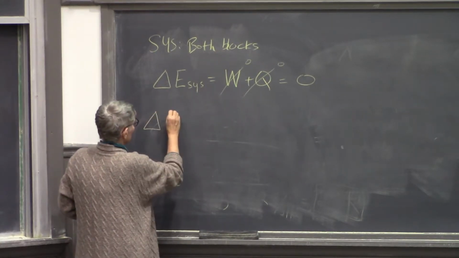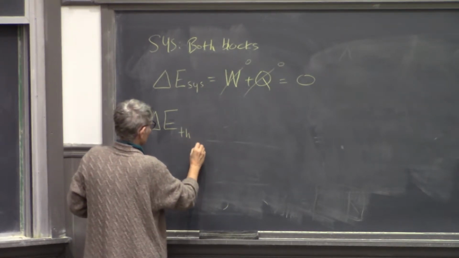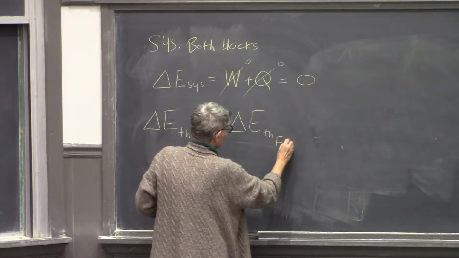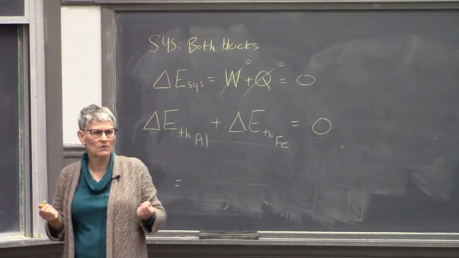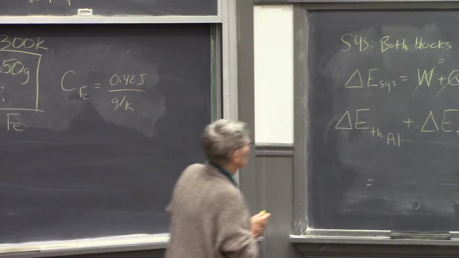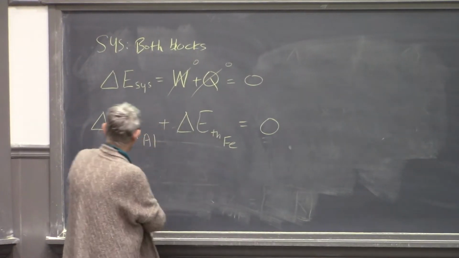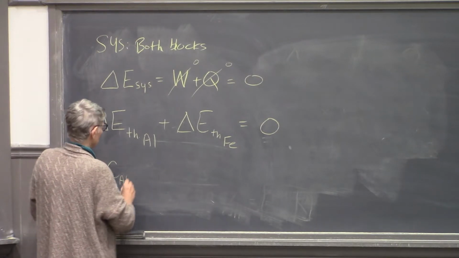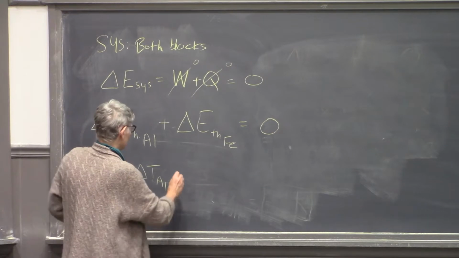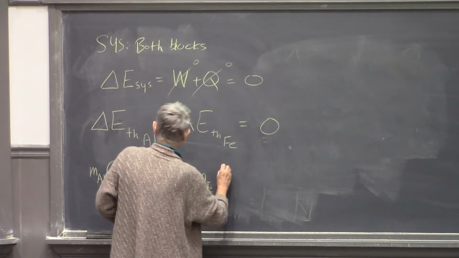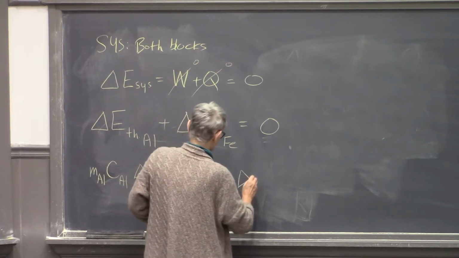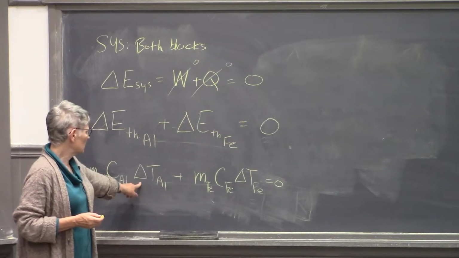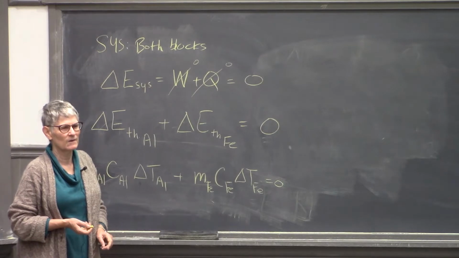Well, so that means that the change of thermal energy for the aluminum plus the change of thermal energy for the iron have to add up to zero, right? So we've got the mass of the aluminum times the specific heat of the aluminum, times delta T for the aluminum, plus the mass of the iron, times the specific heat of the iron, times delta T, equals zero. But these delta T's aren't equal, are they? No. Not necessarily.